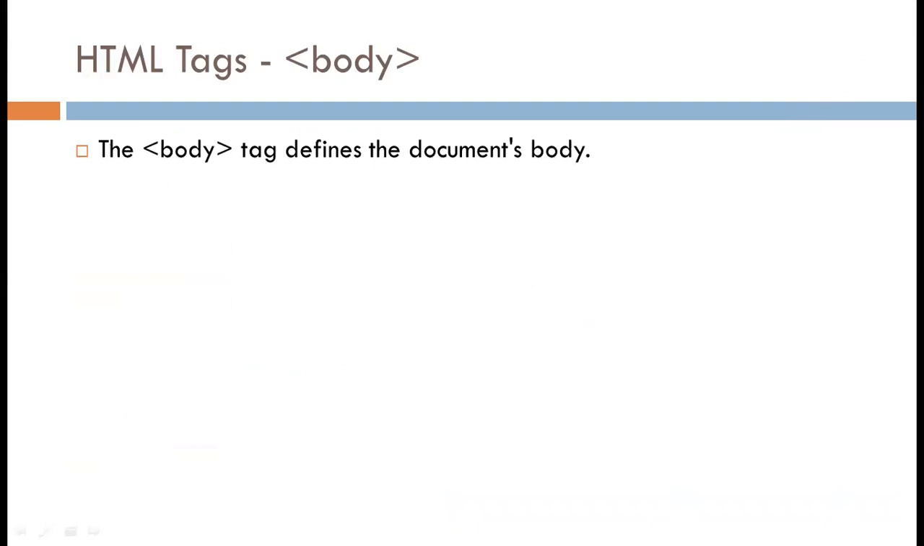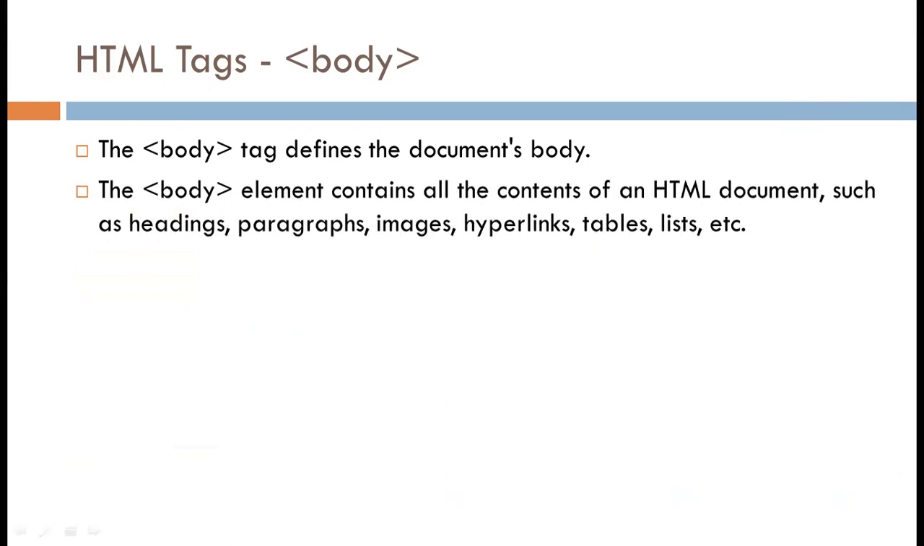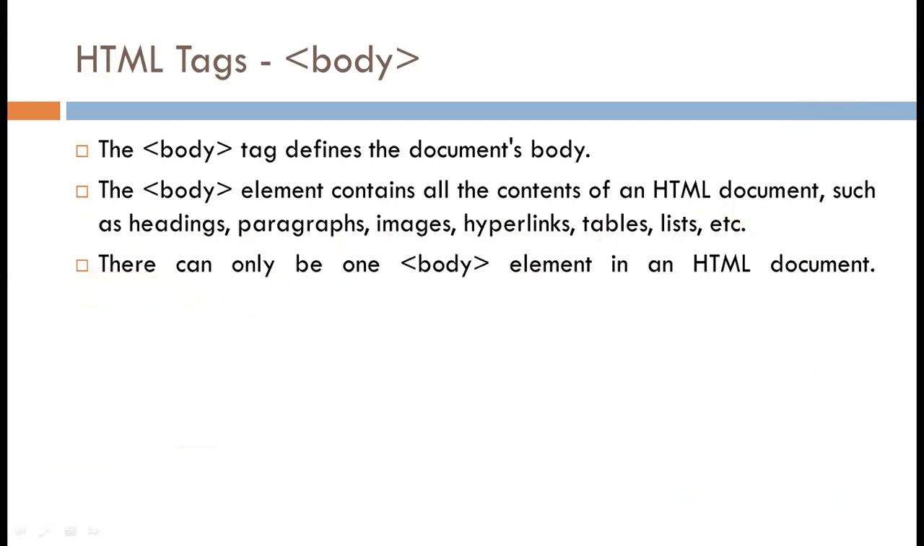Now next, body tag. The body tag defines the document's body, the main part of our web page. It contains all the contents of an HTML document like headings, paragraphs, images, hyperlinks, tables, lists, etc. There is only one body element in an HTML document.